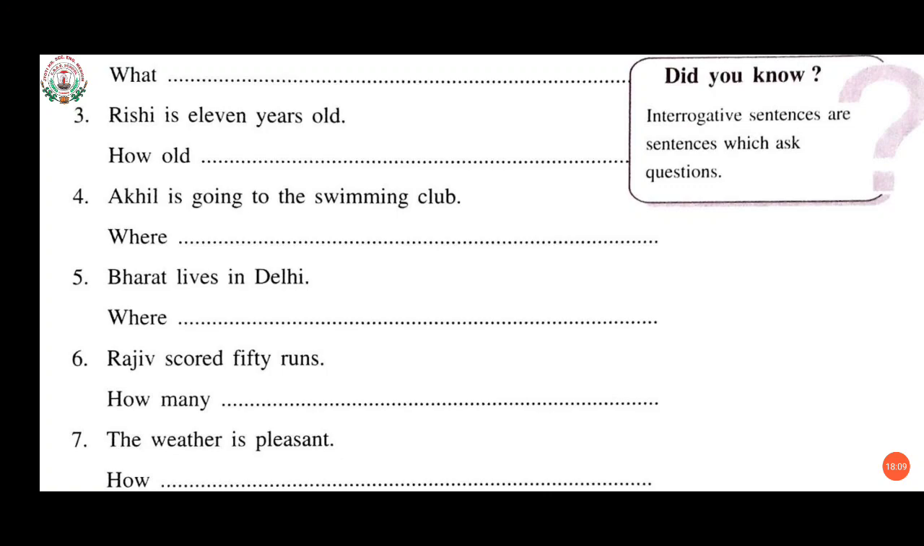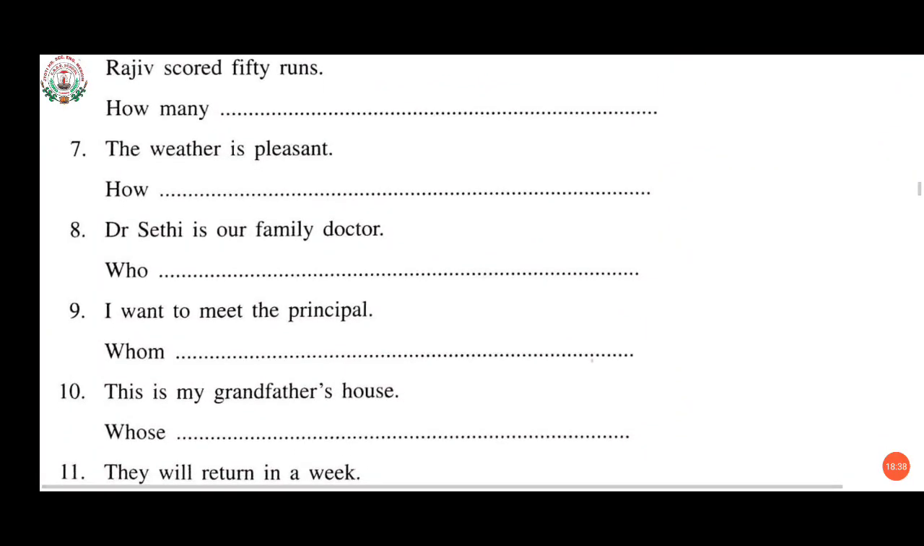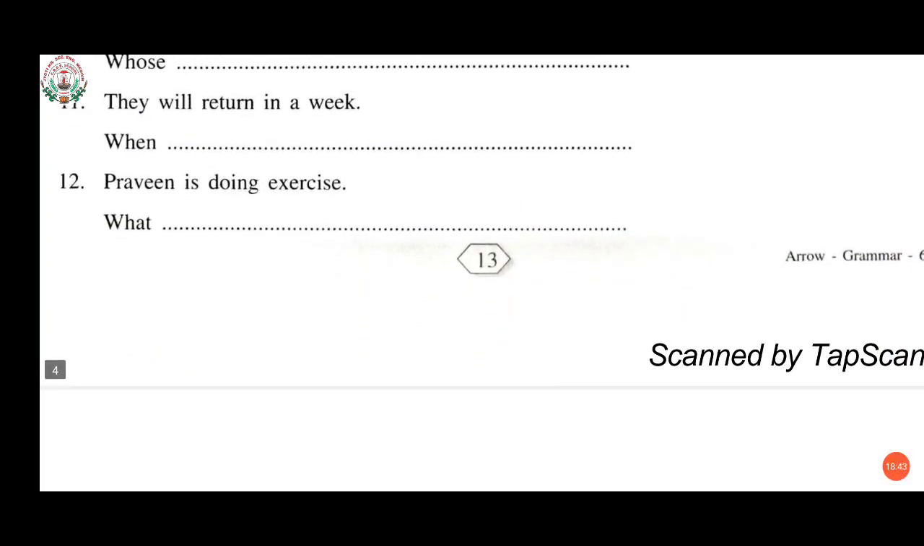Fourth one, Akhil is going to the swimming club. Where is Akhil going? Fifth one, Bharat lives in Delhi. Where does Bharat live? Question mark. Sixth one, Rajiv scored 50 runs. How many runs did Rajiv score? Question mark. Likewise, students, you have to answer the questions 7, 8, 9, 10, 11, 12. Try to do it on your own, otherwise you will get the PDF.